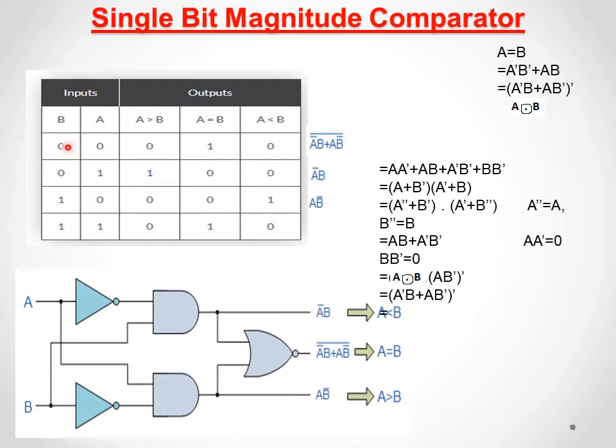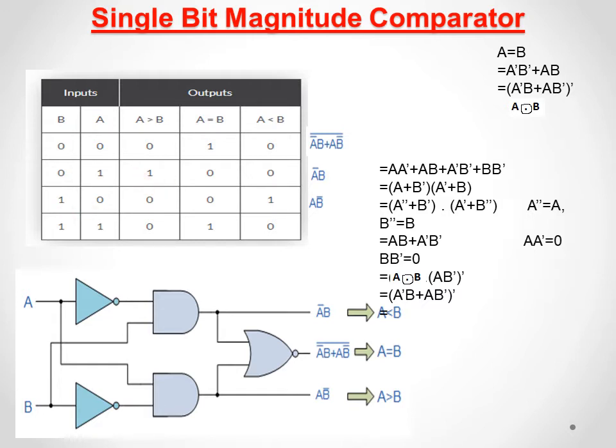Now, the first combination 0 and 0. Here A equal to B, so the A equal to B output is 1. Now 0, 1. A is low and B is high, so the A less than B output is high. The remaining two outputs are low.